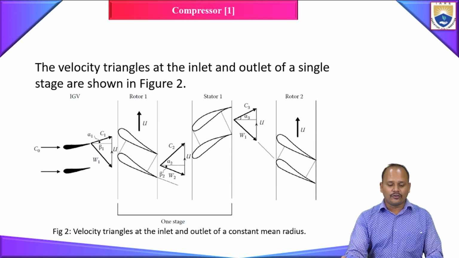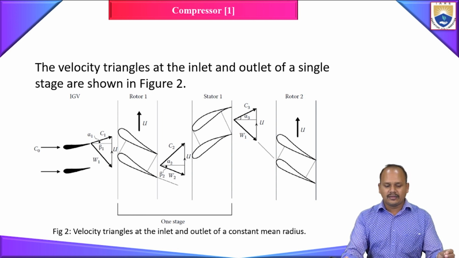One is we denote by C, another one is we denote by W1. So what is this C and what is this W? C we call the absolute velocity and W we call the relative velocity. So what is this absolute velocity and what is this relative velocity? Absolute velocity means it is the velocity at which your flow is entering inside your rotor.